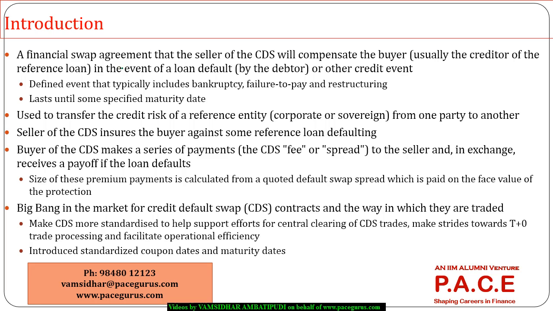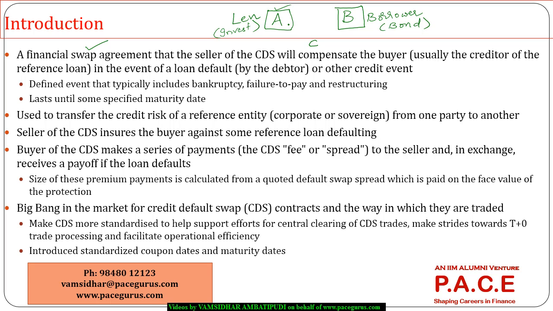Getting started with the conceptual aspect. Definition-wise, we all know a CDS is a financial swap agreement. Simply put, I want to bring in three parties, A, B, C. A is a lender to B, so B is typically a borrower. The other way of putting it is that B might have issued a bond to borrow funds and A might have invested in that bond. In that case also, A is a lender.